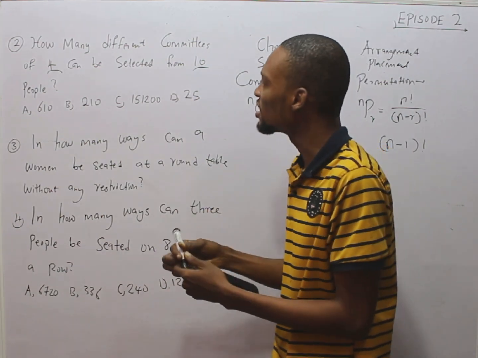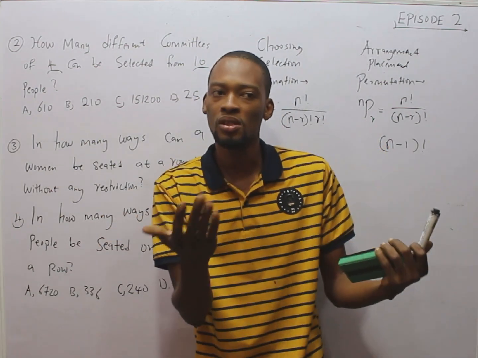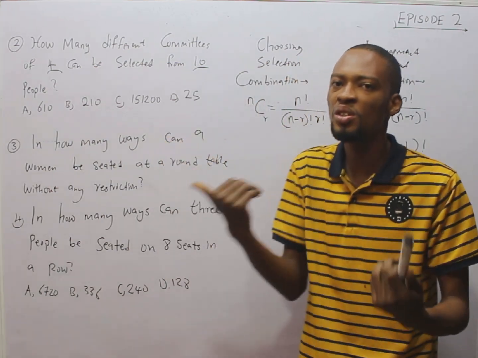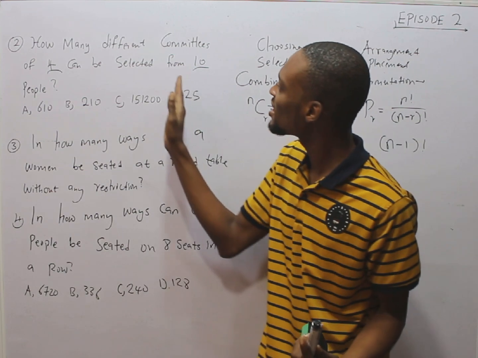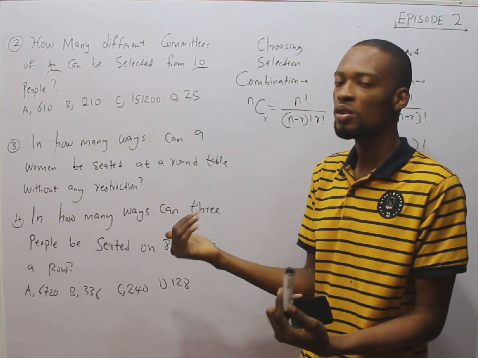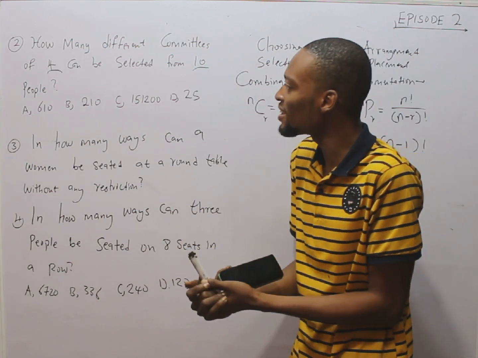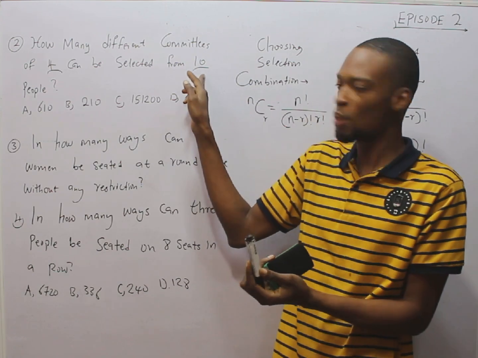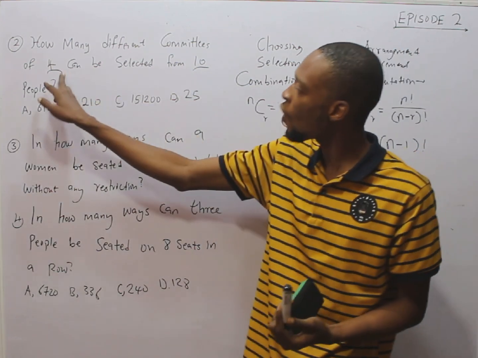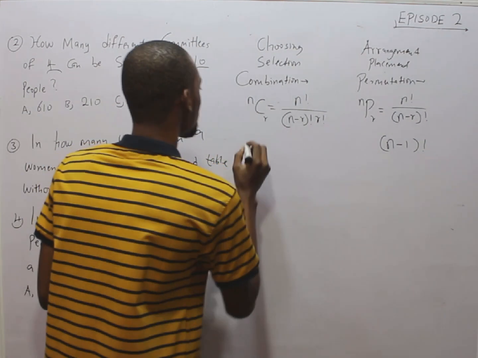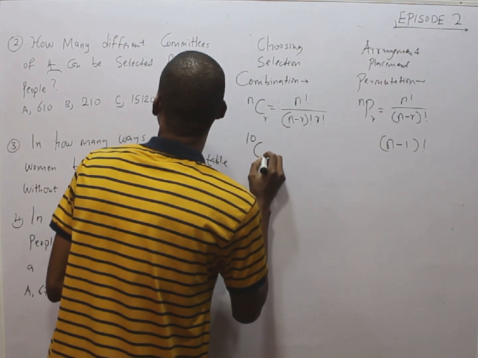How many different committees of 4 can be selected from 10 people? Now, what are we dealing with? We are dealing with selection. And selection is what? Combination. So this is a combination question. We have committee of 4 to be selected from 10 people. So this 10, which is the bigger number, is your n. 4 is r. So n combination r is the same thing as 10 combination 4.